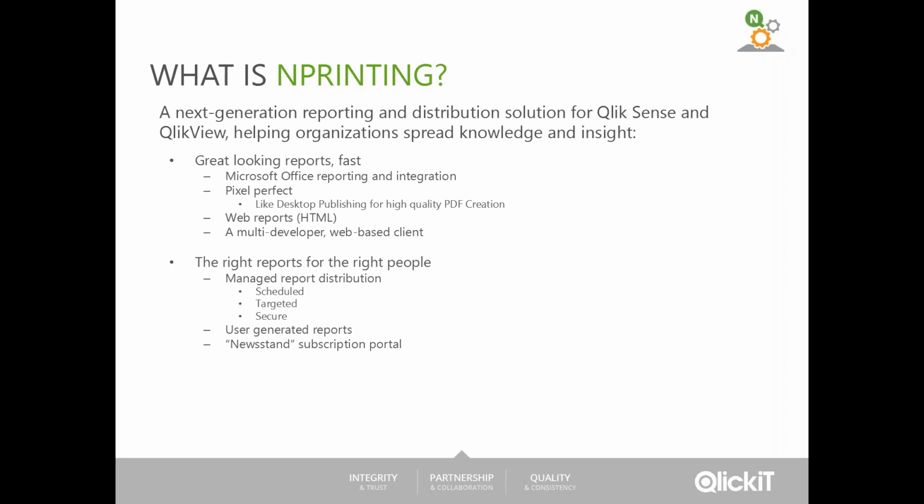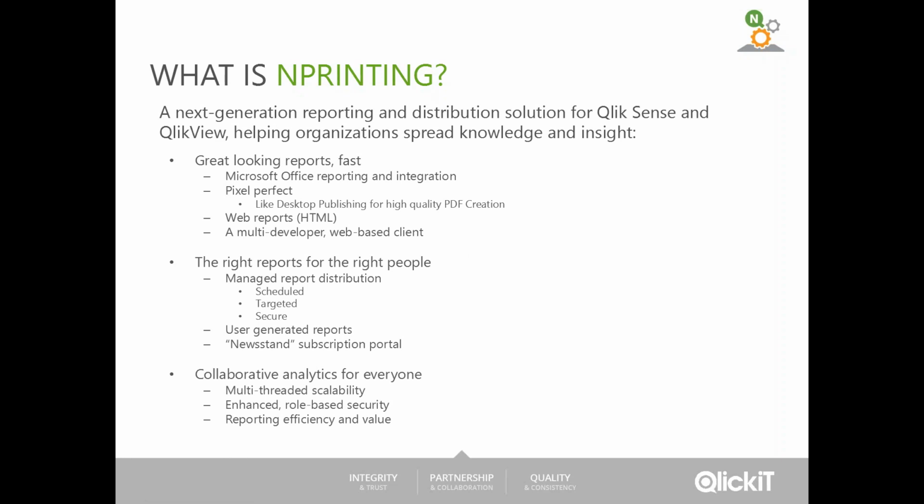The other way of sending reports out is something called Newsstand, which is new in version 17. It wasn't there in 16, I don't think. But with Newsstand, what you're able to do is to actually create exactly what it says, a newsstand. So somewhere that somebody can subscribe to, they can then sign on to that portal and see all of their reports for them. That comes with NPrinting.